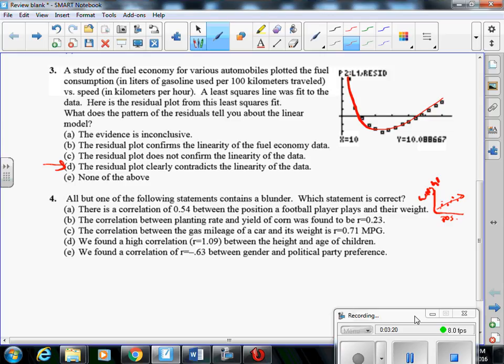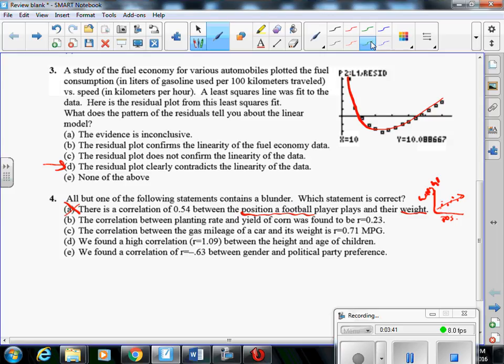The problem with this statement is that we are talking about the position that a football player plays, and that is not quantitative, that is categorical. So this one is incorrect because it is comparing categorical data to quantitative data of their weight, and that's not correct.